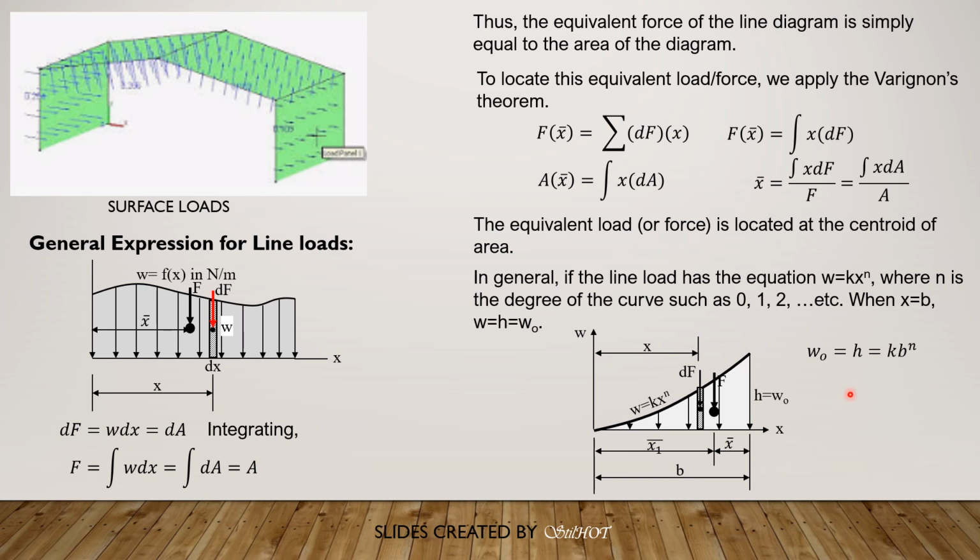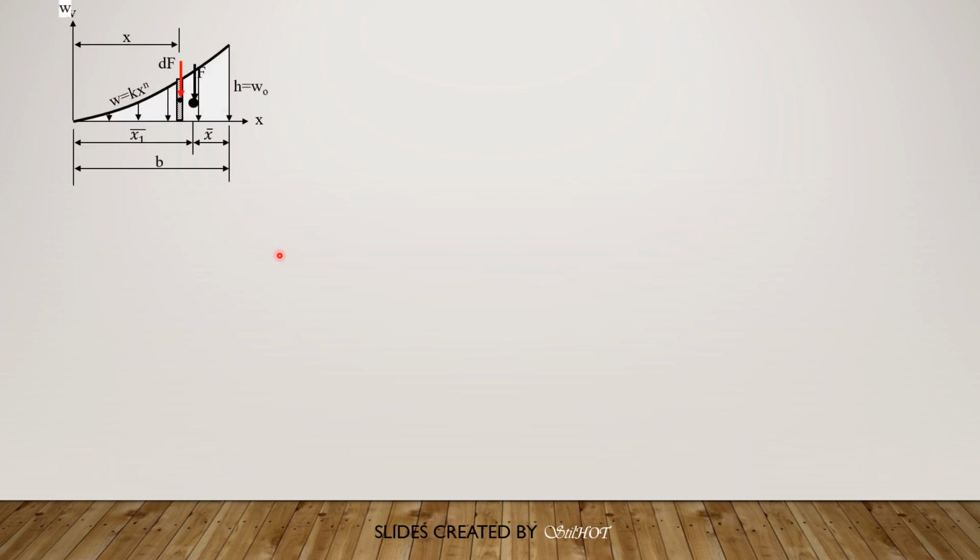So w equals h equals kb to the n from this equation, when x is b, so that k is h over b to the n. So w therefore is h over b to the n times k times x to the n. So we have area for df. So this is w, h over b to the n, x to the n.